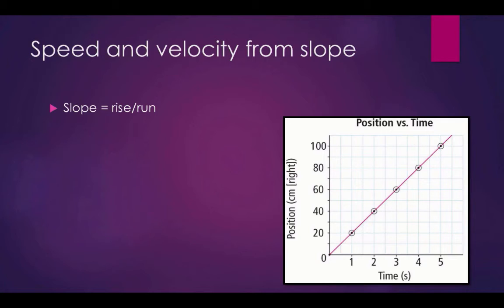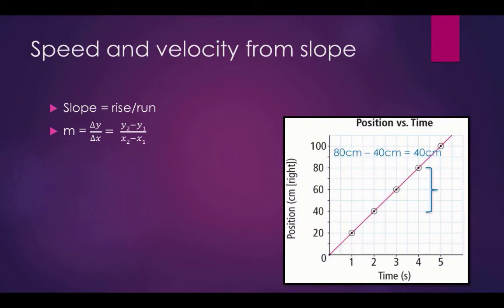Slope equals rise over run. Rise is change in y, which is y2 minus y1, and run is change in x, which is x2 minus x1. From our graph, we can choose any 2 points that are on the line, which in this case are all the points, since the line passes through all points.